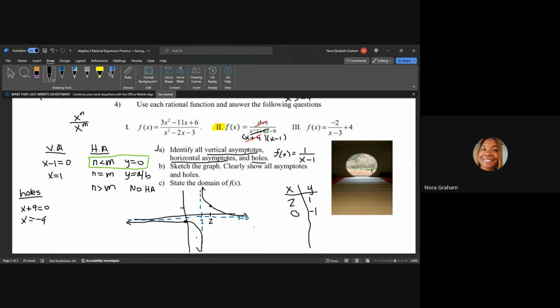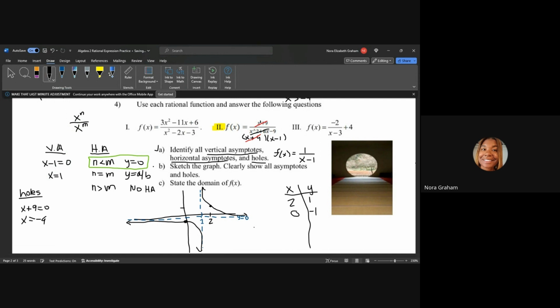And if you don't see that, then you can also plot more points if you want to really see what it looks like, okay? And so that is our sketch of our graph.